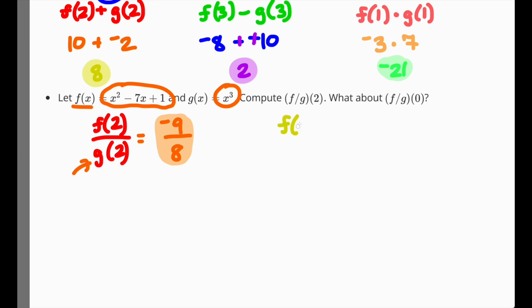It's going to be f of 0 divided by g of 0. Now, right away, you should be able to see that g of 0 is going to be equal to 0, okay? If you plug a 0 into the g of x function, it's just going to be x cubed, so 0 cubed, you're going to get 0.